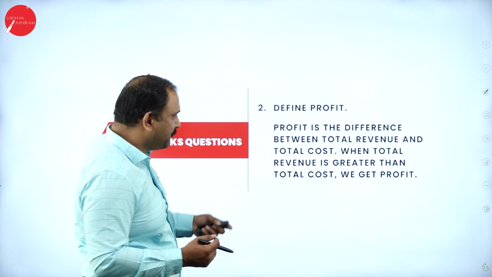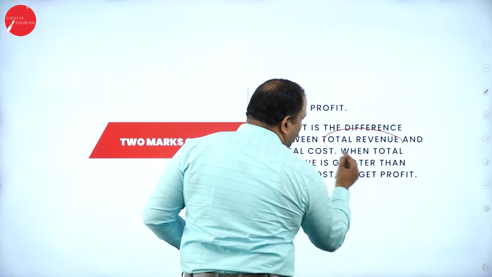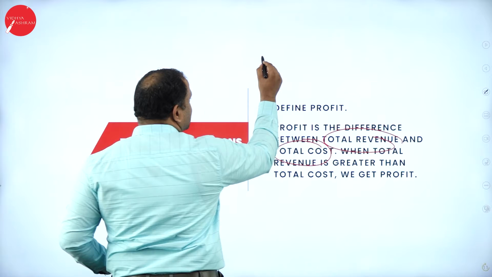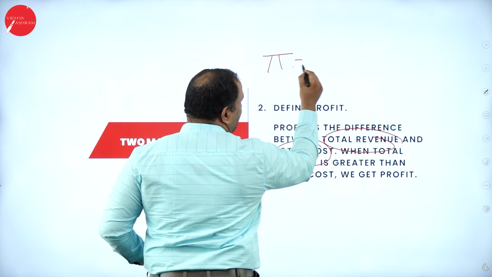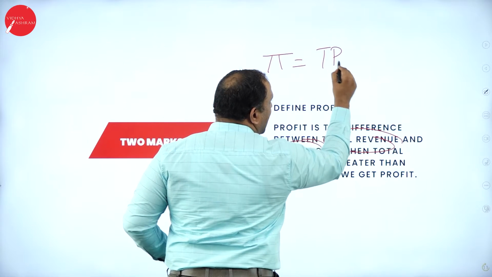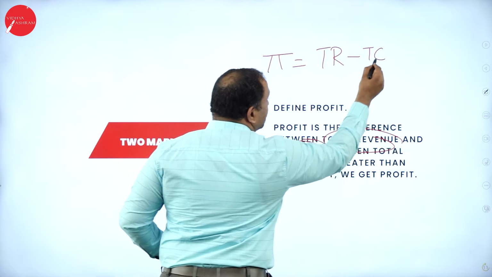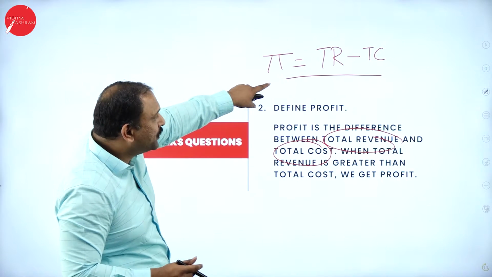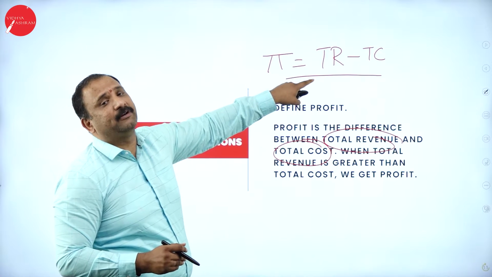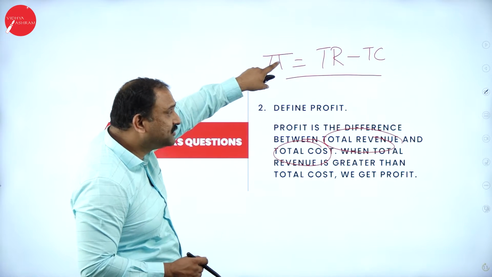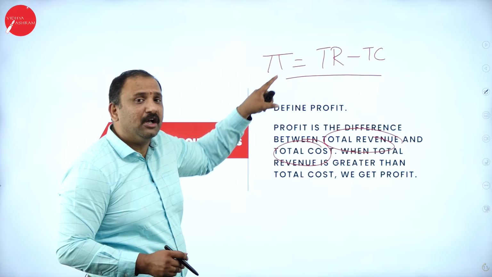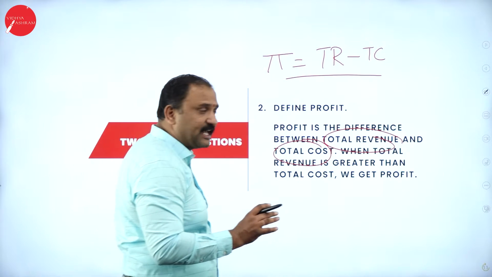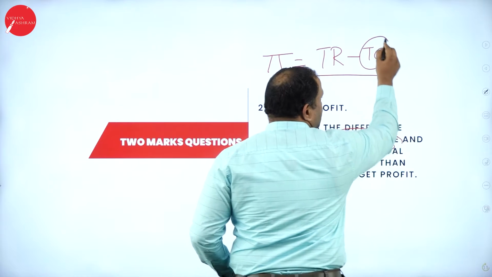Now, define profit. Profit is the difference between total revenue and total cost. So if you have to write this in economics, the symbol is pi, which is equal to TR minus TC, total revenue minus total cost. So that is where it is going to become a very, very important equation. So higher the revenue, higher the profit. Higher the cost, lesser the profit. So always we have to see how we can reduce the cost factor.